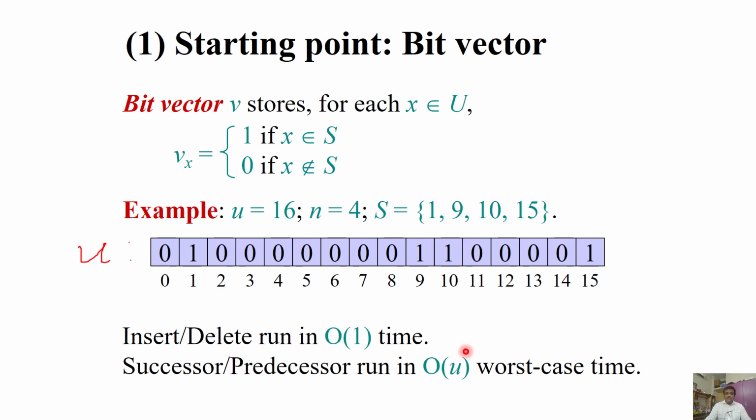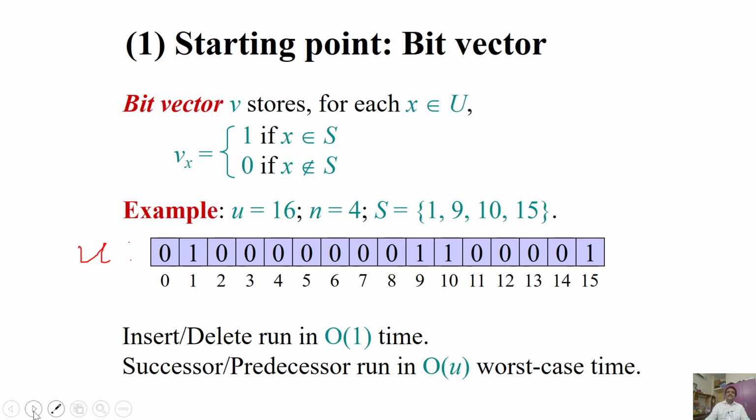Now, but the question is how we can do the successor query. Suppose we have to do the successor query of 2 or 1. That means we need to scan this array, because we do not know where the next one is. So we need to find the next one in this array. That will cost us order of u time in the worst case, because in the worst case we need to scan the whole array of size u. So that is the worst case, but we want to do it in log log u.